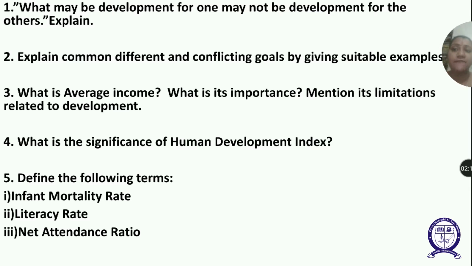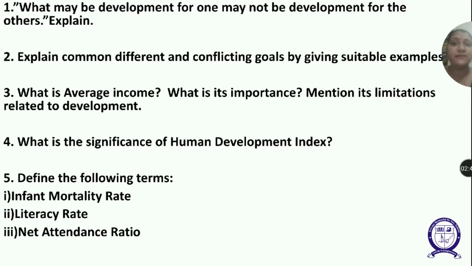Now our next question is, explain common, different and conflicting goals by giving a suitable example. First we will discuss common goals. There are some goals which are common to all, like higher income, freedom, equality, security, respect, friendship. So these are the common goals of everyone's life.